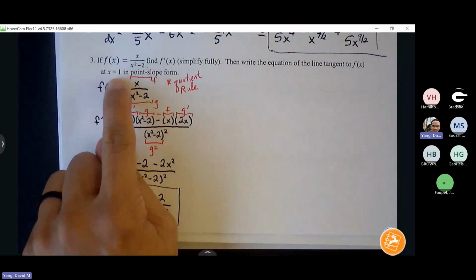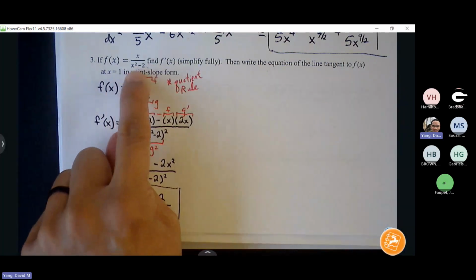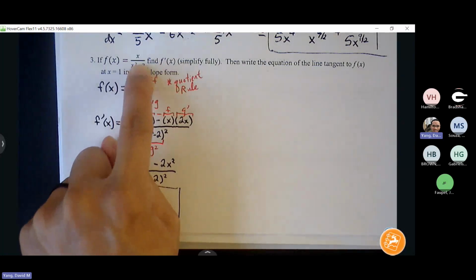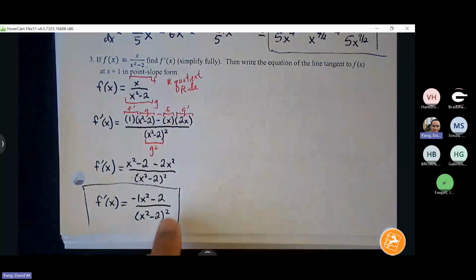We have x equals 1, so to find the ordered pair, we can involve the original function. So we'll plug 1 into the original function. That'll give us our y value. Then we'll plug 1 into the derivative. That will get us our slope. And once we have our ordered pair and our slope, point-slope form.